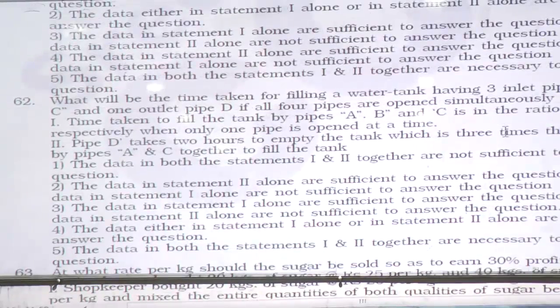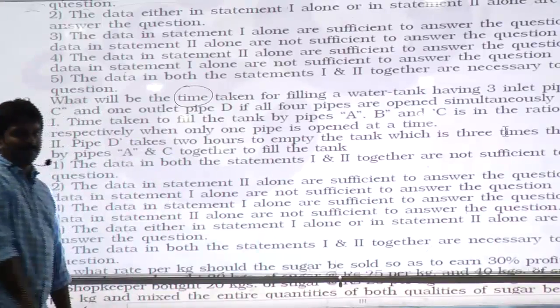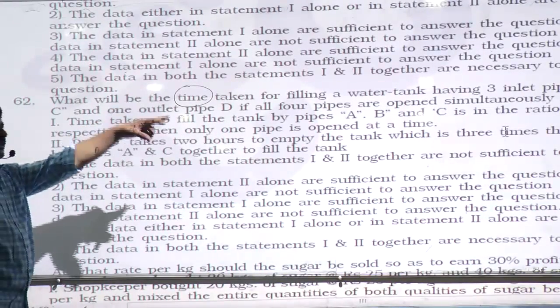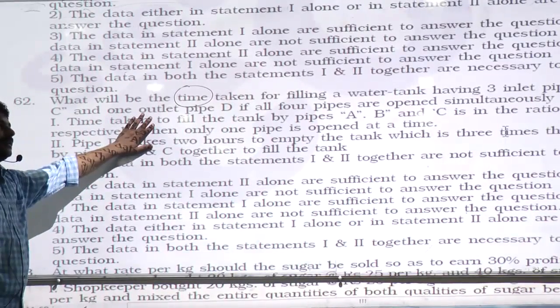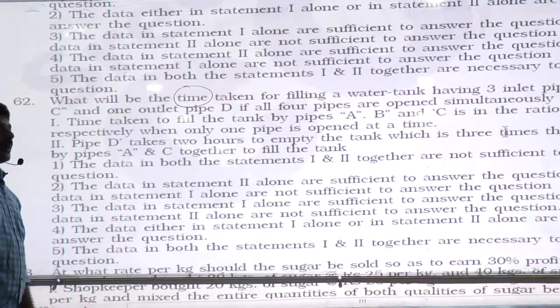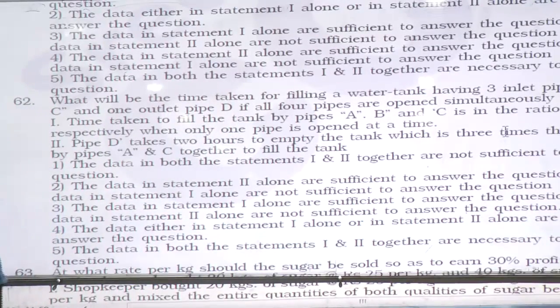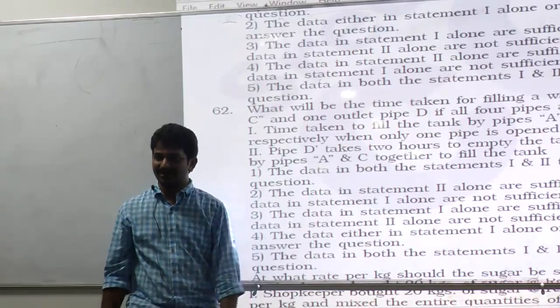Question 62. What will be the time? The time should be given in hours. Time taken for filling a water tank having 3 inlet pipes A, B, C and 1 outlet D, if all the 4 pipes are open simultaneously. When will you get this answer? If you know the time taken by the inlets to fill the tank individually and the outlet to empty the tank. So you need to know the time for each one, only then will the answer come.